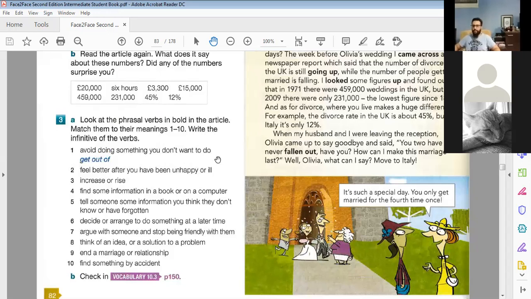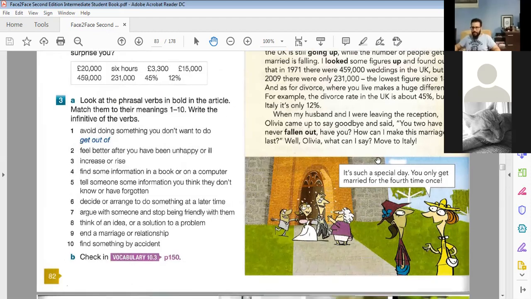Let's check phrasal verbs now. Let's have a look at the phrasal verbs. Now, here in the article itself, before we do the question, can you check, did you read the comic at the bottom of the article? Did you see it? Yeah. Did you check it now? Yeah. It's nice. It's funny.